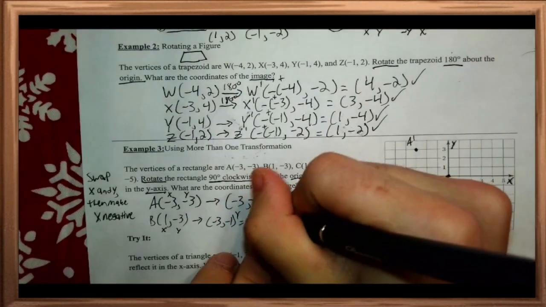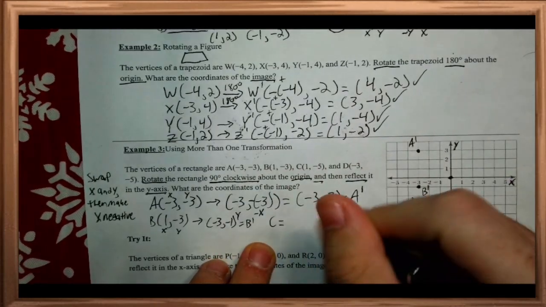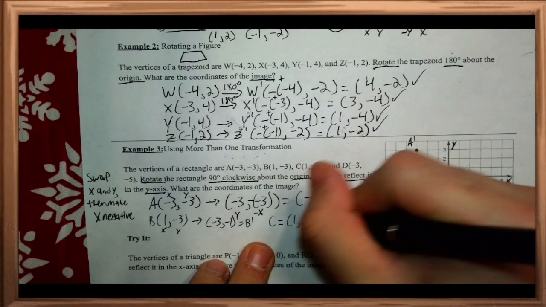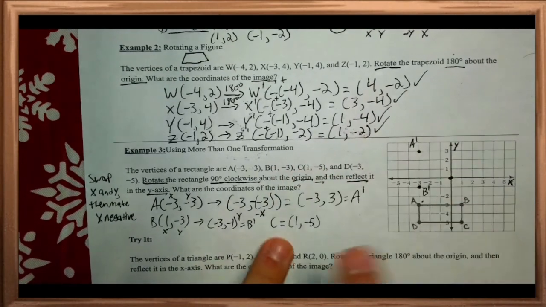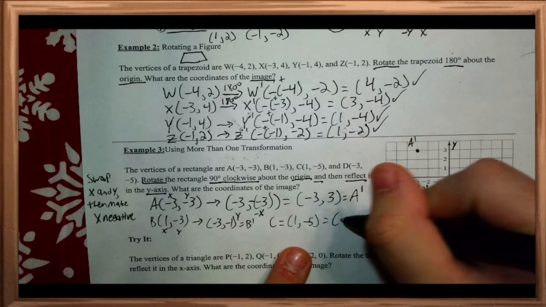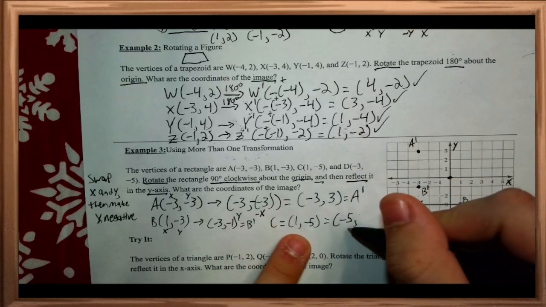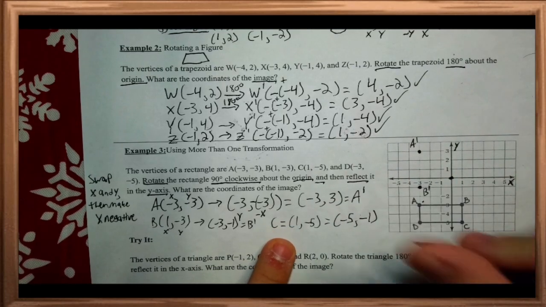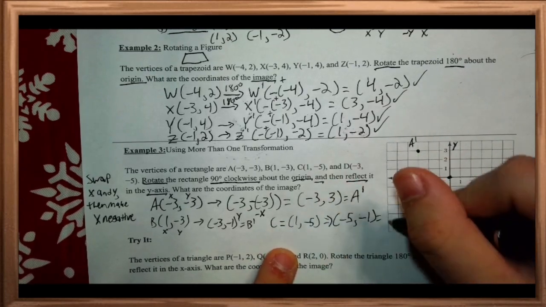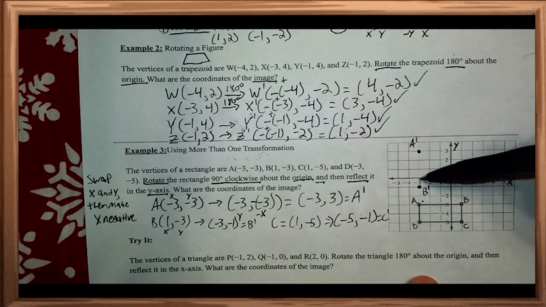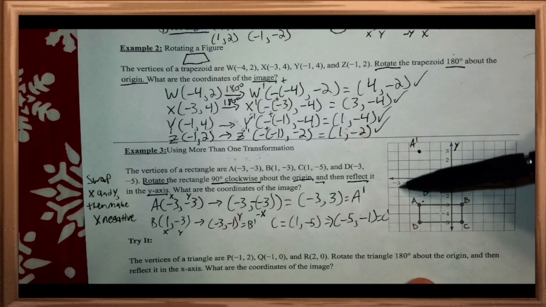Let's do C. C gives us 1, negative 5. Swap, make the x negative. So we're going to get negative 5, right? That's swap. And then 1 becomes negative. So that's C prime. Negative 5, negative 1: 2, 3, 4, negative 5, negative 1.